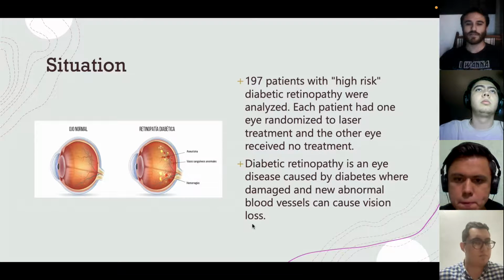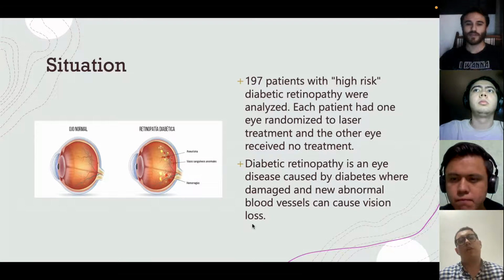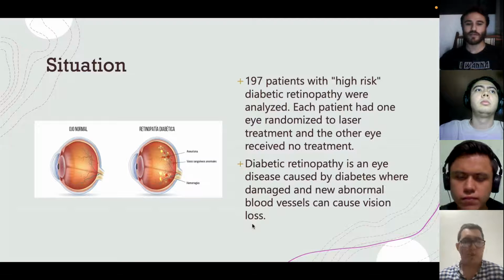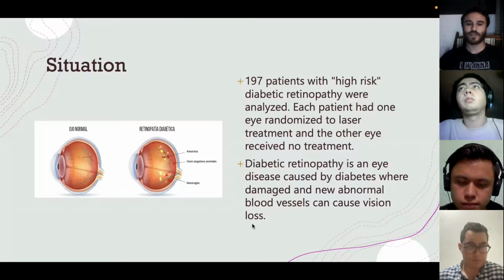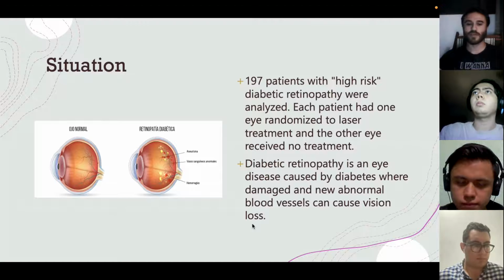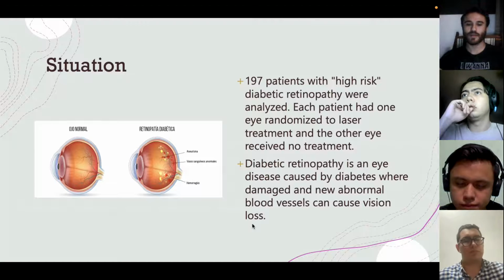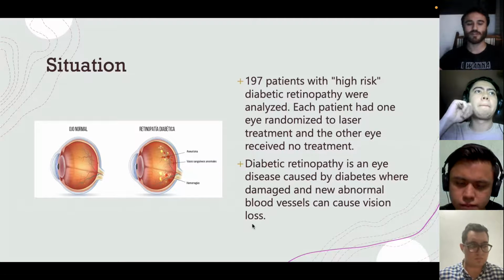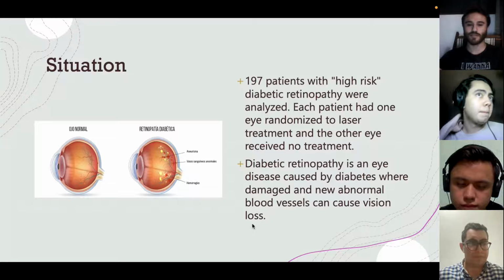Situation: 187 patients with high-risk diabetic retinopathy were analyzed. Each patient had one eye randomized to laser treatment and the other eye received no treatment. Diabetic retinopathy is an eye disease caused by diabetes where damage of new abnormal blood vessels can cause vision loss, as we see in the picture in the presentation.